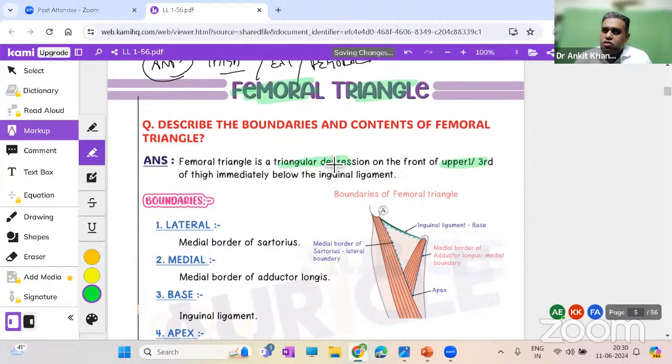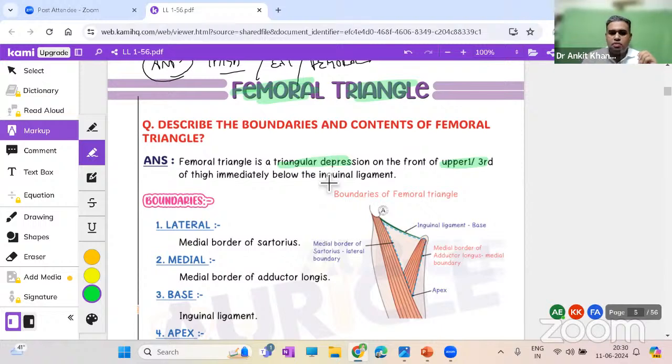Now, what we need to know in the femoral triangle, let me tell you beforehand: we need to know exactly where it is found, what the boundaries of it are, what is present in the roof, what is present in the floor, and what is inside the femoral triangle, that is, the contents. Like, for example, in the upper limb, we discussed the cubital fossa. In that, we discussed the boundaries, roof, floor, and the content. Similarly, over here, the femoral triangle.